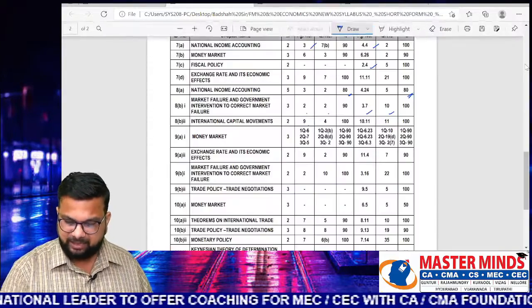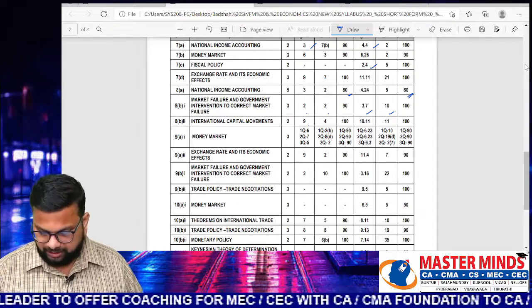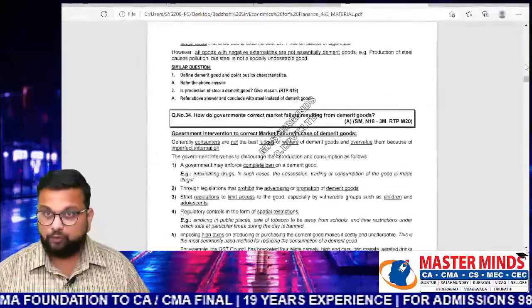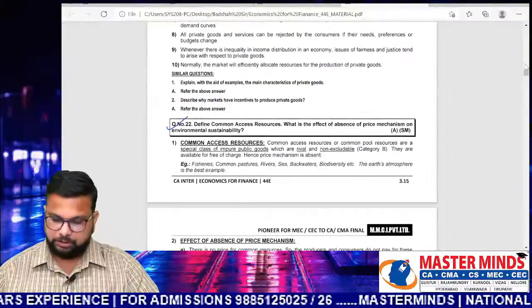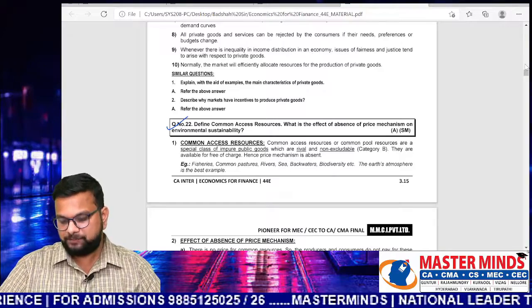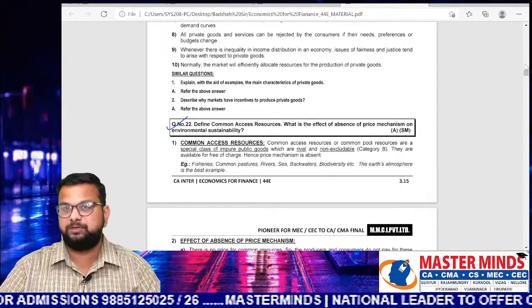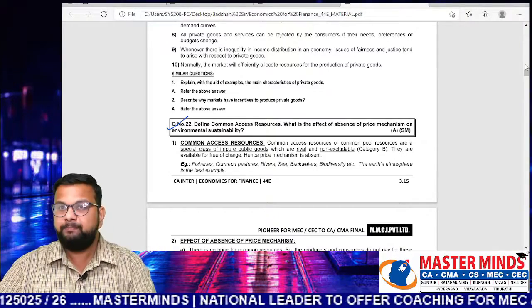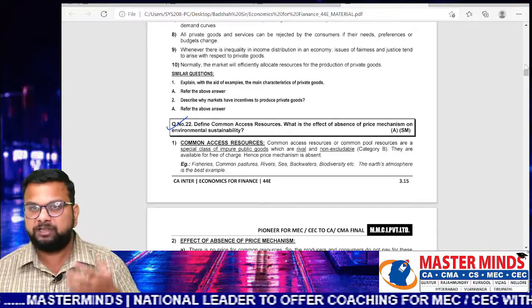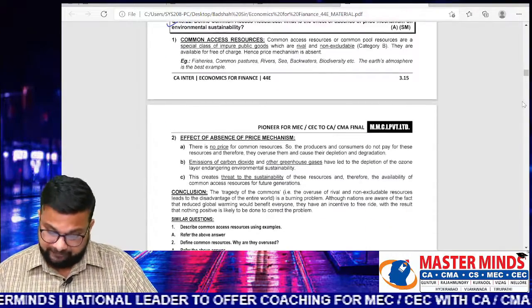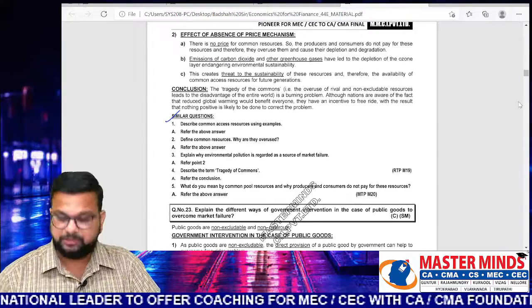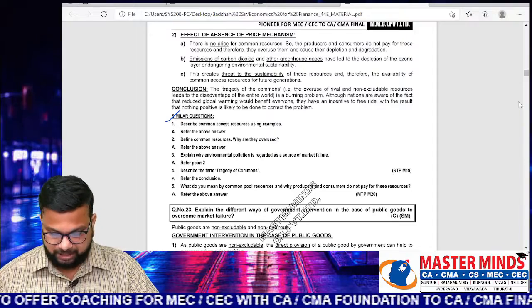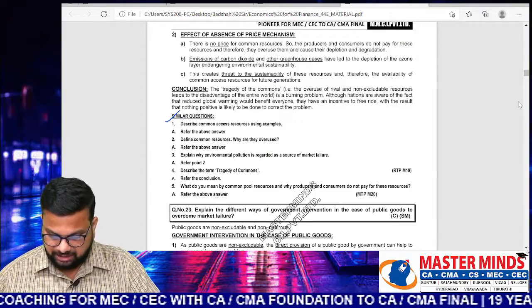Let us see whether the same is covered in our masterminds material or not, Nana. Right. Page number 3.16, question number 22. So define common access resource. What is the effect of absence of price mechanism on environmental sustainability? Sir, there is a difference between the question given in our question paper and in the masterminds material. If you are thorough with our masterminds material, you will observe that for every question we have given some similar questions, and there we explain how the same question can be asked in the examinations.